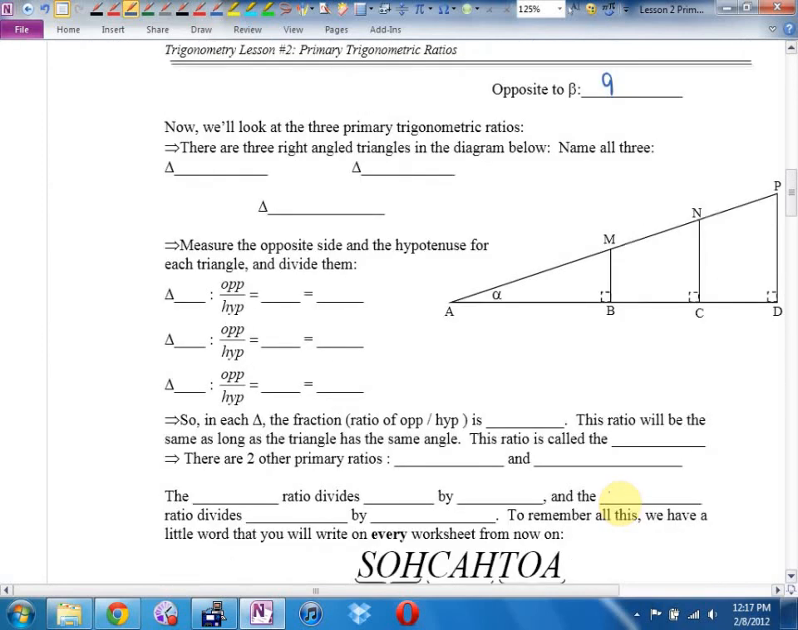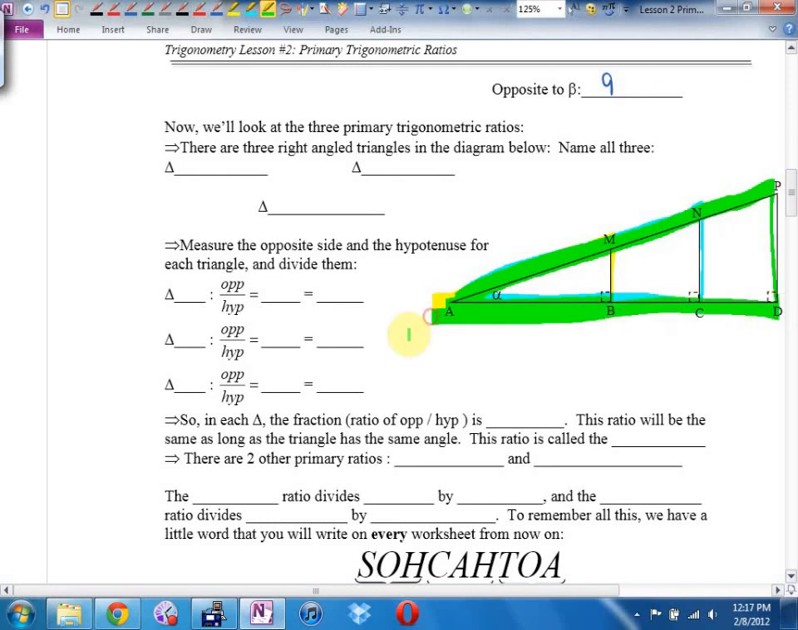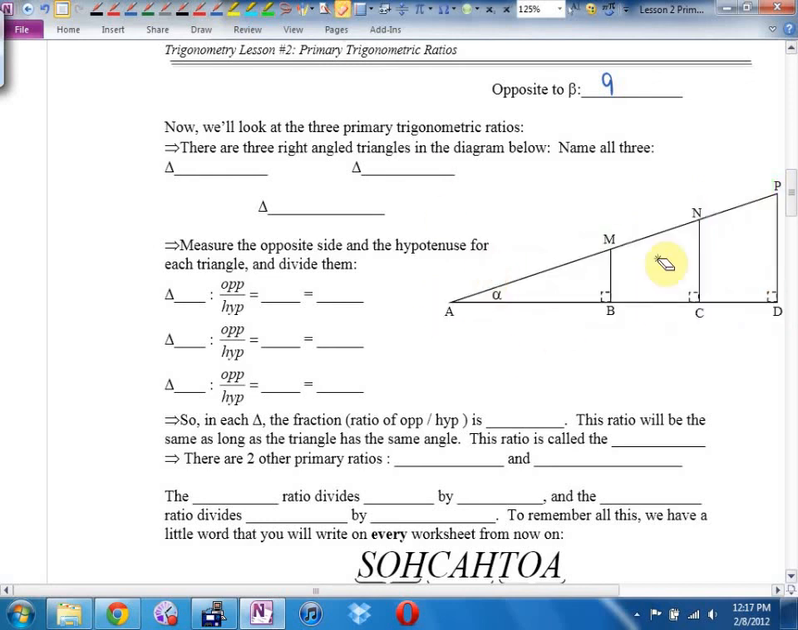It says, now we're going to look at the 3 primary trig ratios. If I had more time, I would walk through this. It wants us to look at the 3 triangles. Here's triangle 1. Here's triangle 2. Here's triangle 3. Let me erase those now. But those are the 3 triangles. They all share the same angle at the base.